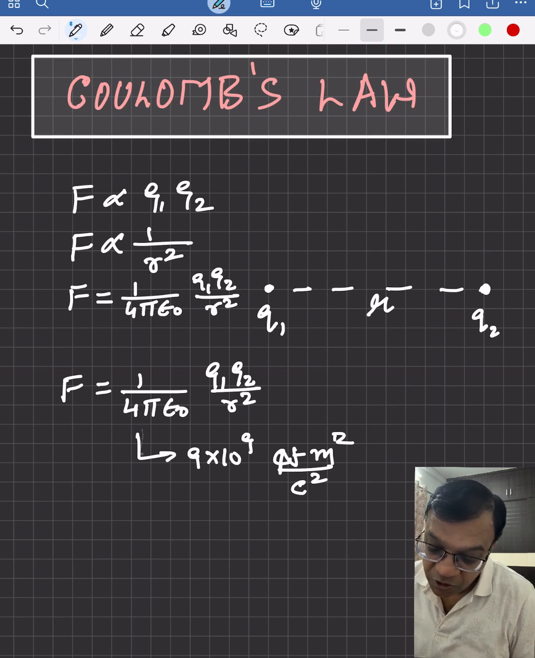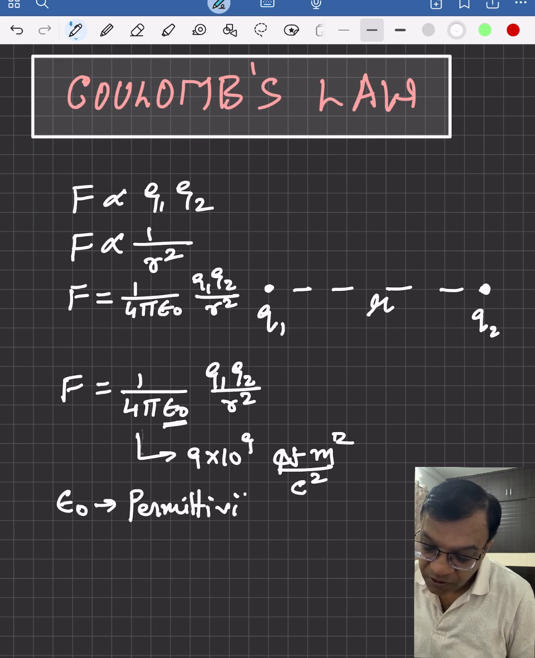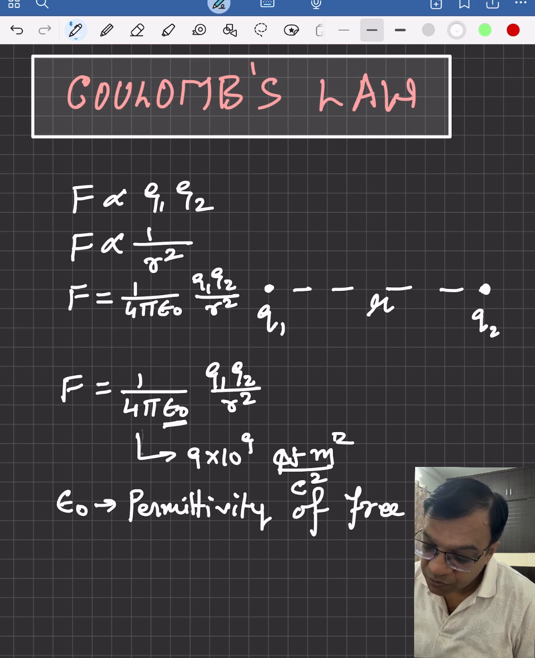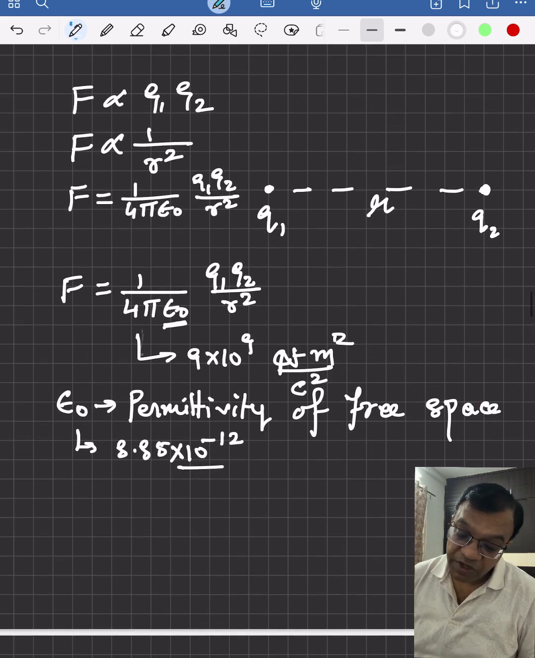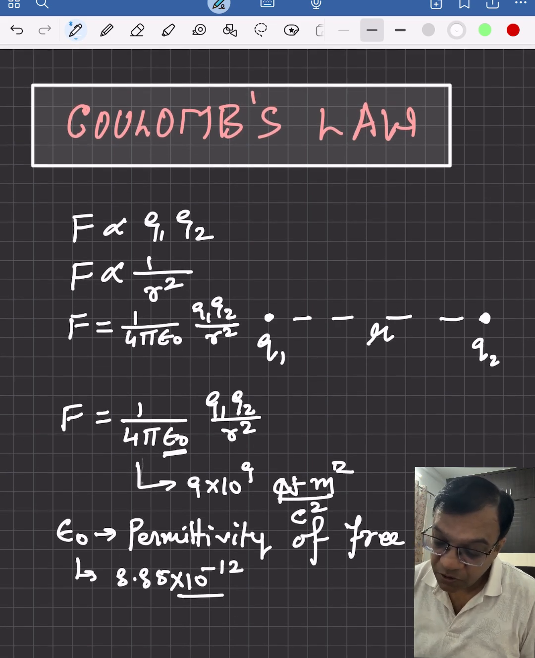And this epsilon naught is known as the permittivity of free space. Free space means here vacuum, and its value in SI unit is 8.85 into 10 power minus 12. This is the value of epsilon naught. Now if some medium is filled in between them, then we'll see what is going to happen later on.